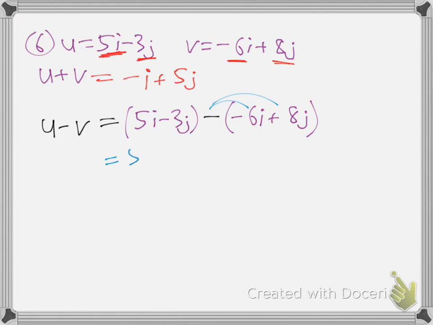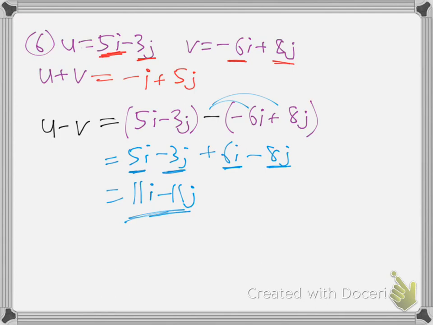So that would be 5i minus 3j plus 6i minus 8j, right? Which is 5i plus 6i, 11i, minus 3j minus 8j. What's that? Minus 11j, huh? 11i minus 11j? Good? So, subtracting, just what you'd expect. Just remember to distribute, and it's all good.